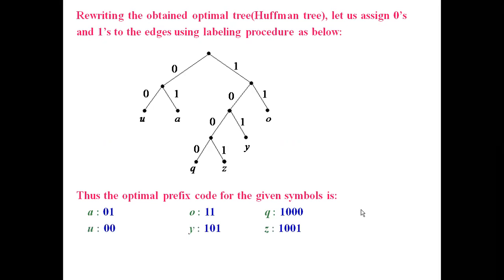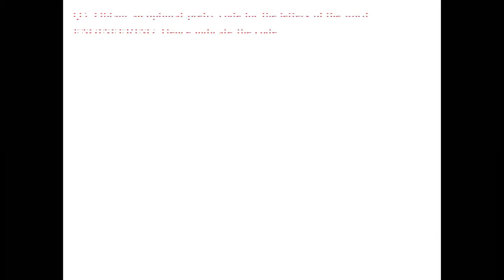Next, we have U, Y, and Z, written in the same manner. U has the code 0, 0. Y takes the code 1, 0, 1. Z has the code 1, 0, 0, 1. So this is how we will be able to write down the optimal prefix code for the given symbols using the Huffman procedure. We have followed the Huffman procedure to write down the optimal tree or the Huffman tree, and using the labeling procedure, that is assigning 0 to the left child and 1 to the right child, we will be able to write down the binary sequence or the optimal prefix code for the given symbols. We'll see the next problem.